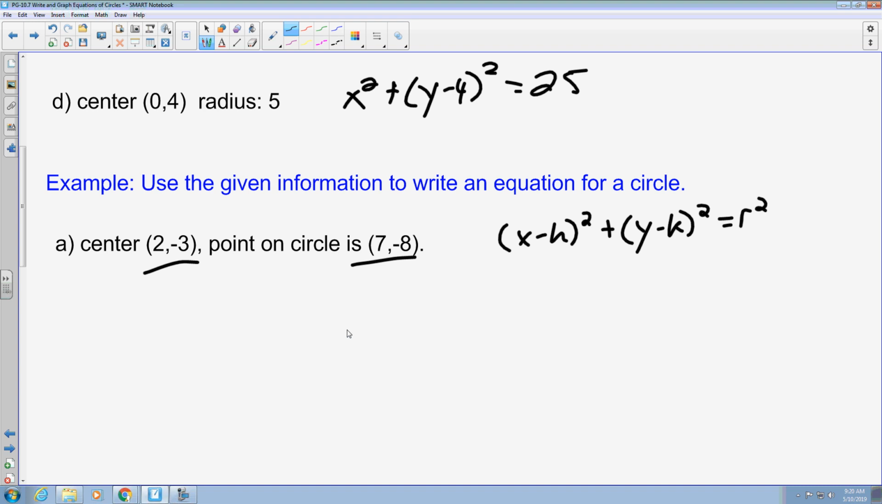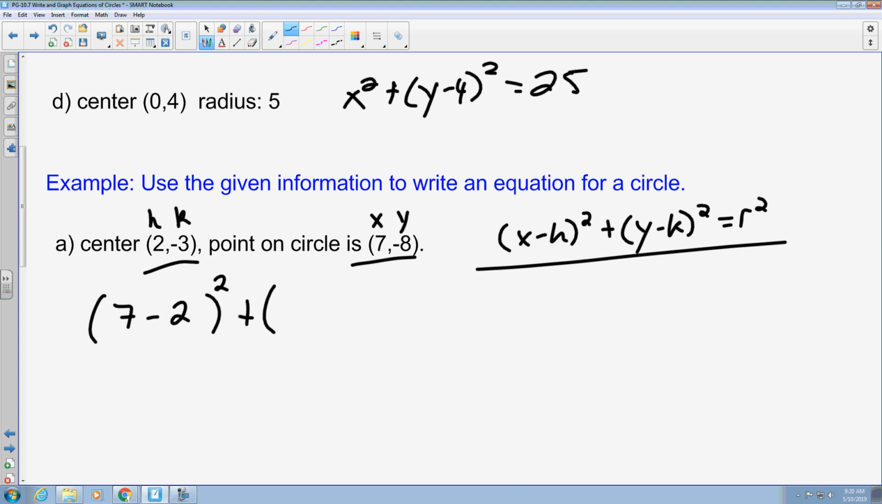So basically what we're going to do is substitute these values in for x and y into this formula, and substitute these values into h and k into the same formula, and then solve. So what we're going to get is 7 minus 2 squared plus y is negative 8 minus a negative 3 squared, and that's going to equal r squared. This is going to be cross the line, change of sign. 7 minus 2 is 5. 5 squared is 25, so I got 25 right here.